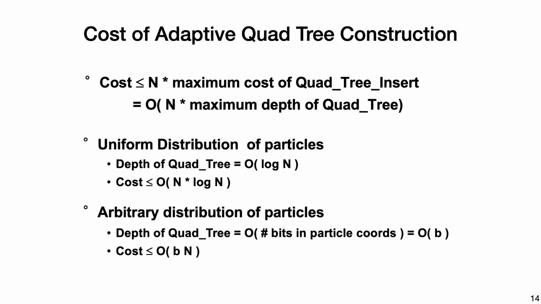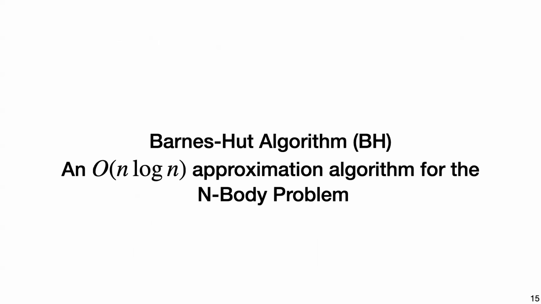So the cost to build this thing, using the method that I just described, would be at most n, the number of particles, times the maximum cost of your quadtree insert, which is proportional to the depth of the quadtree. If the particles are uniformly distributed, the depth would be log n, because you cut them in fourths every time. So that would be n log n. If you had an arbitrary distribution, the depth might be arbitrarily long. If your depth is b, then the cost would be b times n. Questions so far?